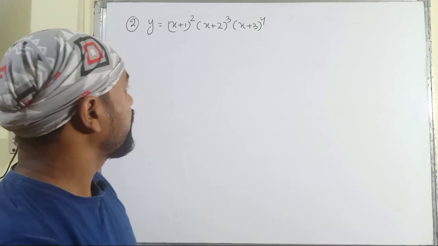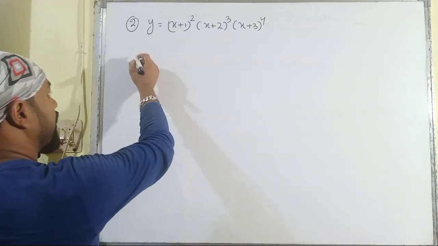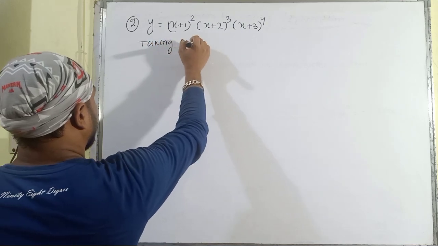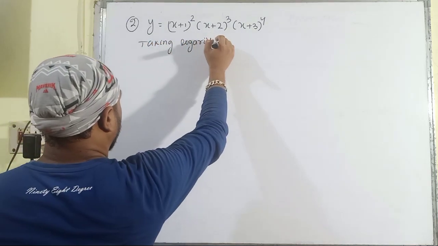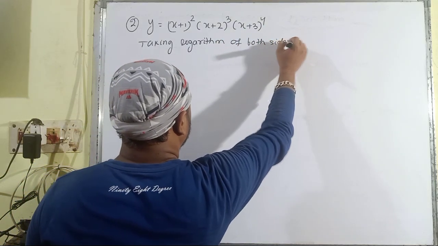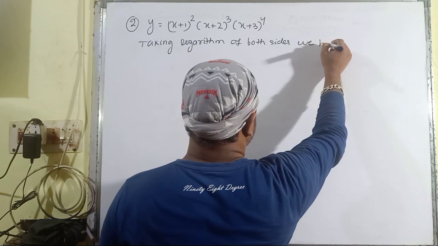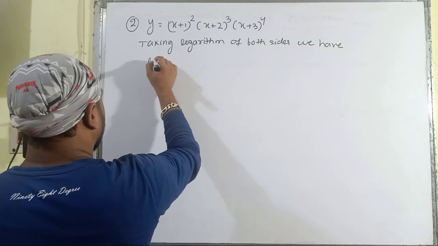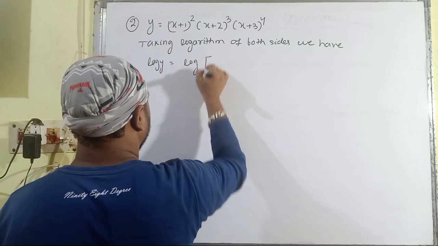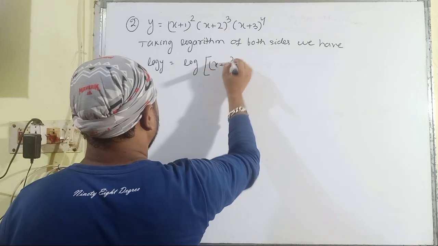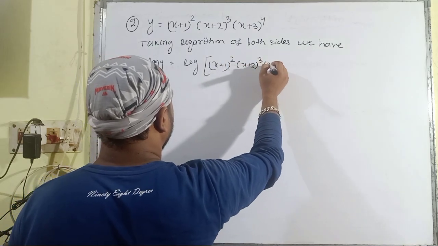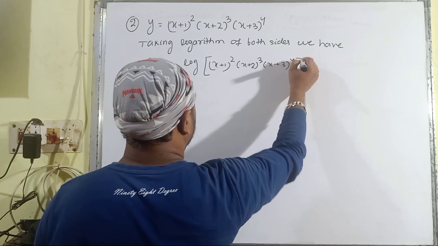Here is the second question of this current video session. Again we are taking logarithm of both sides. We have log y is equal to log of the multiplication of whole square of x plus 1, whole cube of x plus 2, and whole to the power 4 of x plus 3.